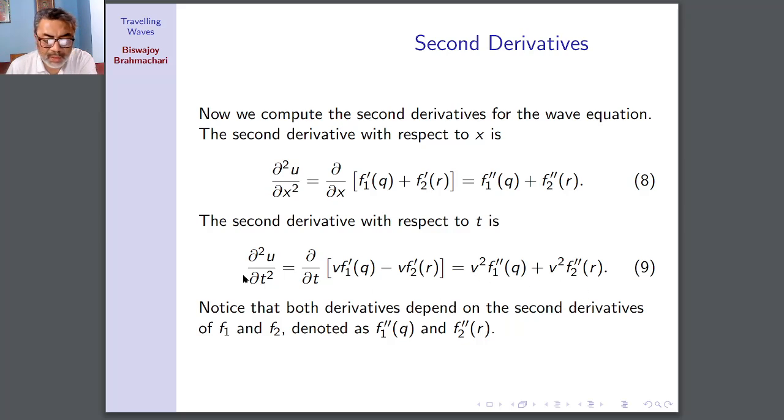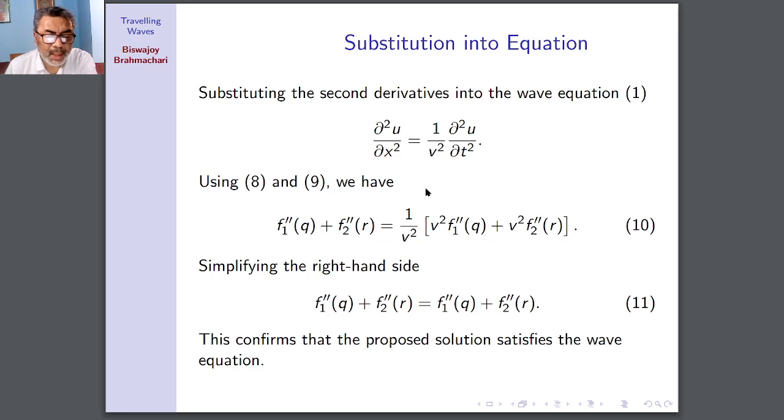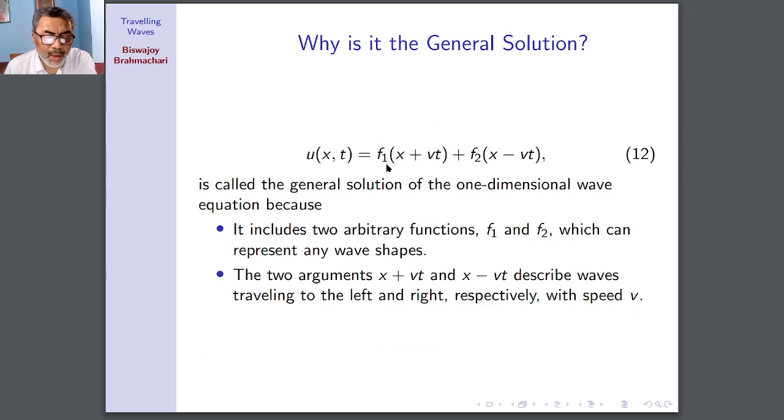Now if I divide equation 9 by v squared, then on the right hand side we will get f1''(q) plus f2''(r), and we can substitute this value using equation 8. It becomes ∂²u/∂x². That means ∂²u/∂x² becomes 1 by v squared ∂²u/∂t², which is the wave equation. That means we get the solution u(x,t) as f1 as a function of x plus vt and f2 as a function of x minus vt.